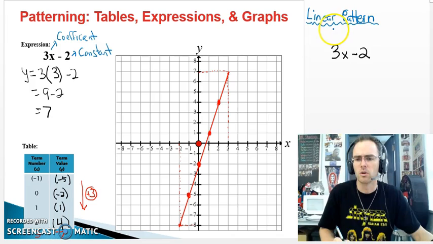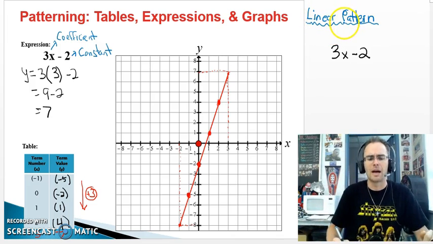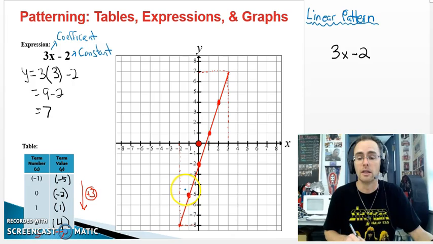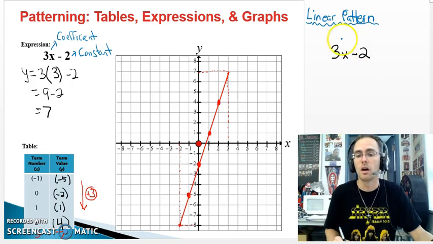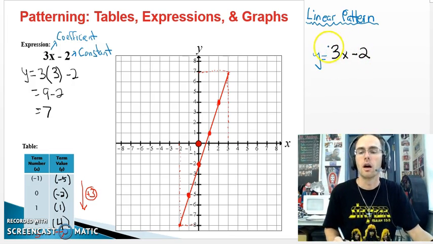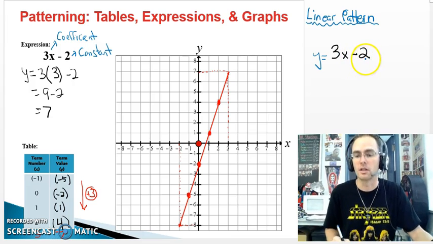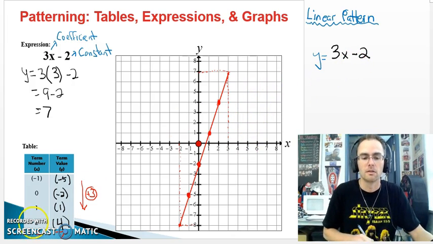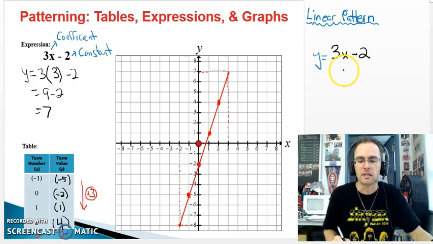Now, one final thing I do want to go over is this linear pattern. The reason why this relationship is called a linear pattern is because it's a straight line. It's linear. And anytime you see this type of an expression or an equation, so y equals 3x minus 2, where you have a coefficient and then you have a constant, this type of expression does mean linear pattern.